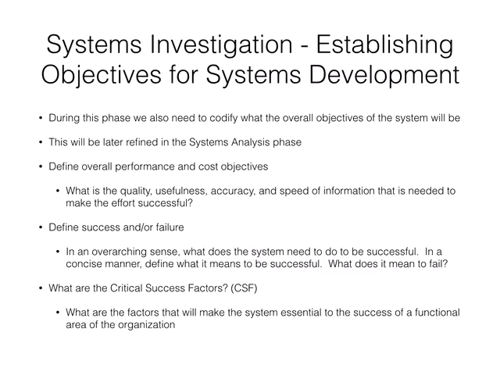And also one thing that's really important that needs to be done here is to define the success and or failure. And so in an overarching sense, you have to define what it means to be successful, what does the system need to do to be successful, and in a concise manner, codify that, document that, and then also do it in such a way that you also inextricably define what it means to not be successful. So you can do this using critical success factors by naming your CSFs. What are the factors that will make the system essential to the success of a functional area of the organization?